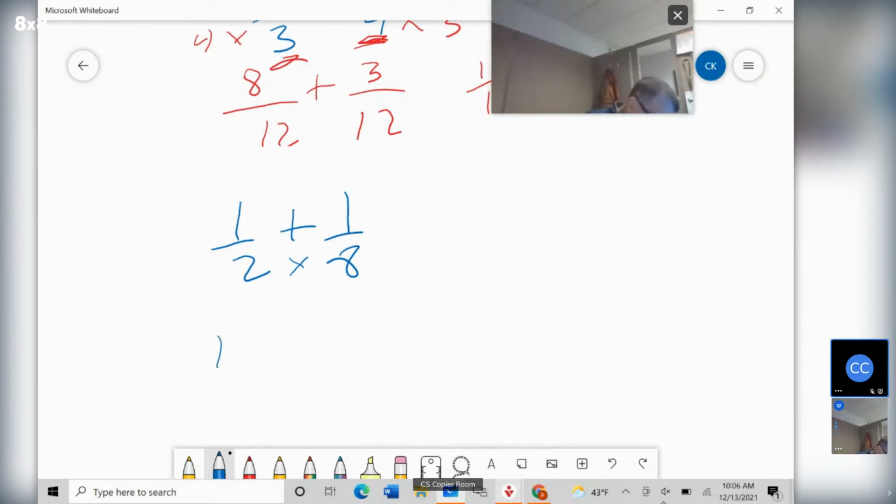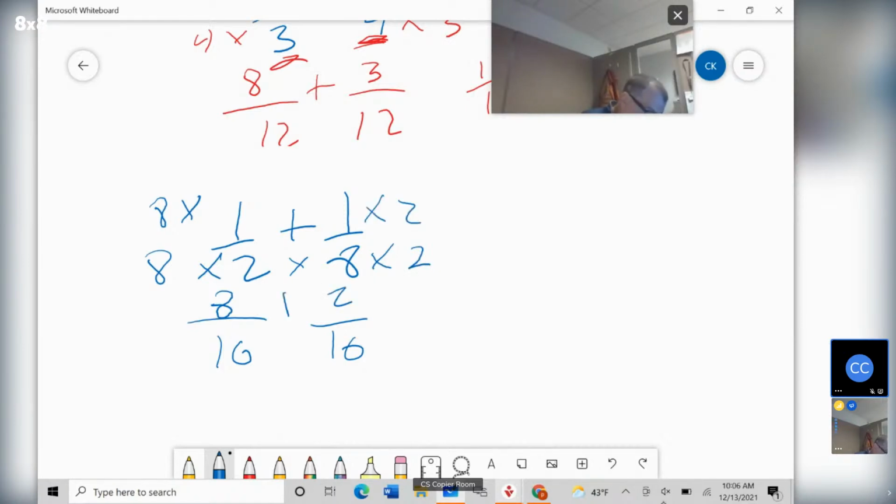So if we decide to do 16, 2 times 8 is 16, and then I would do 8 times 1. That's going to be 8. In this case, 8 times 2 is going to give us 16, and then 1 times 2. So what we'll get is 10/16. Okay, but a lot of times it's going to ask you to reduce, and you might have to do one more step. Then you'd have to realize that 2 goes into 10 5 times, and 2 goes into 16 8 times.